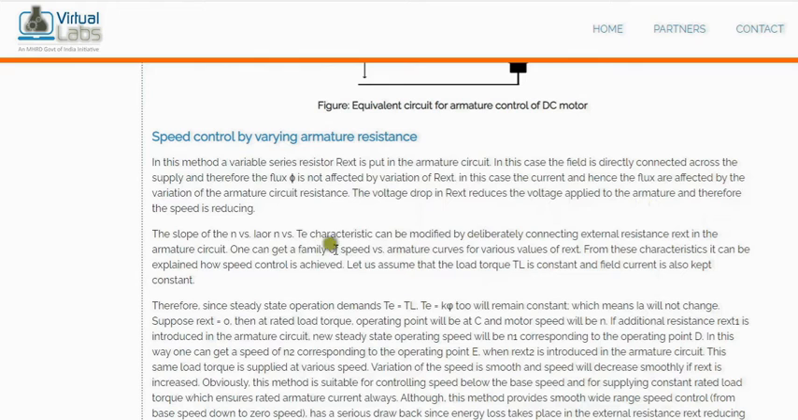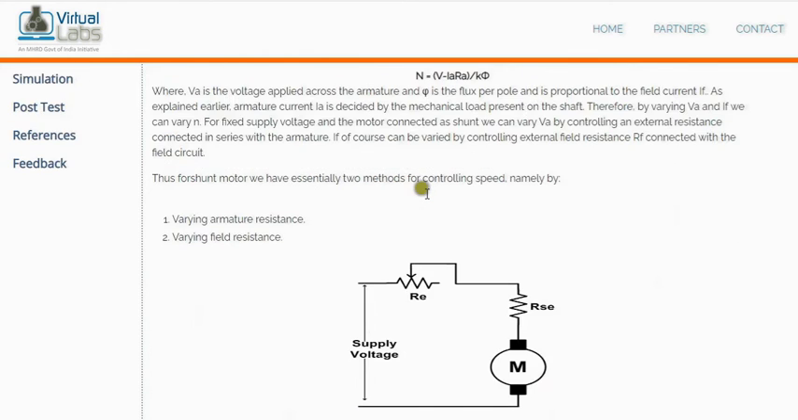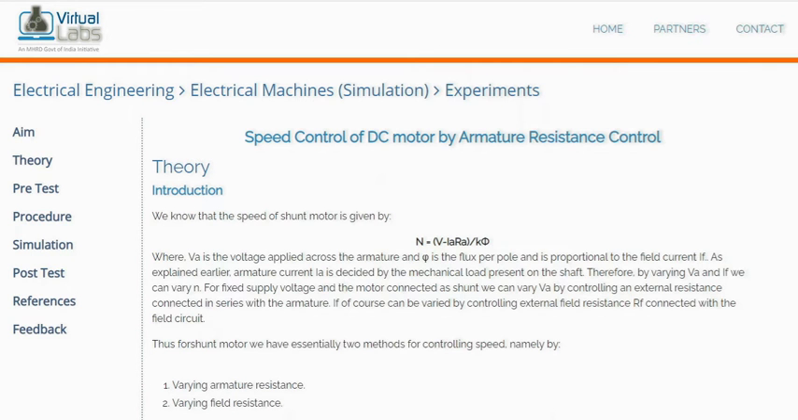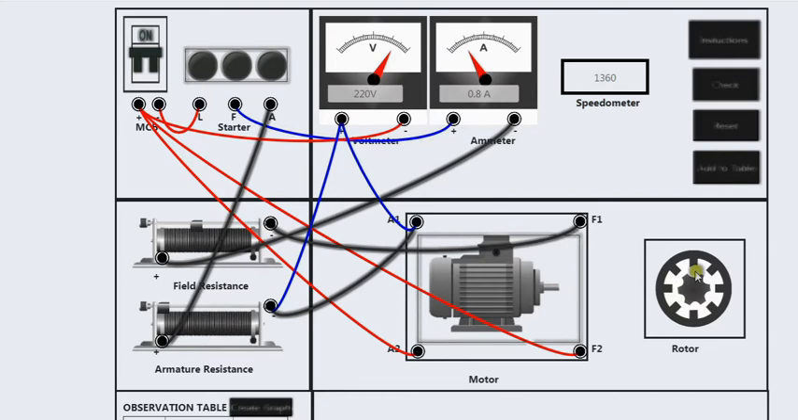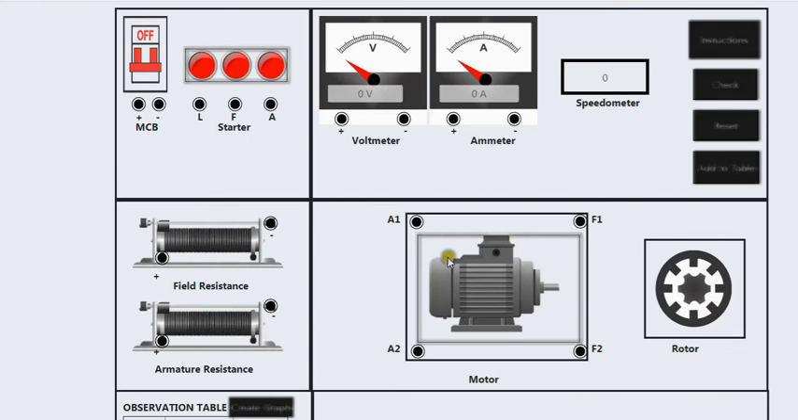So we can directly proceed to the simulation. First we have to reset it. Click on the reset button given here. First stop this, switch off the supply. Now it has been reset.